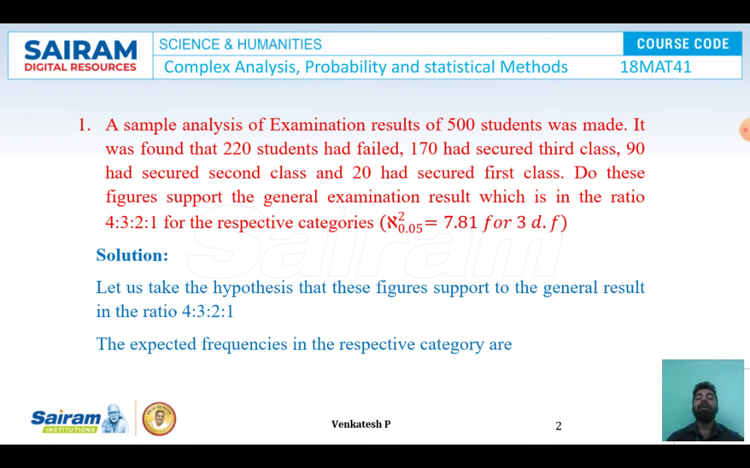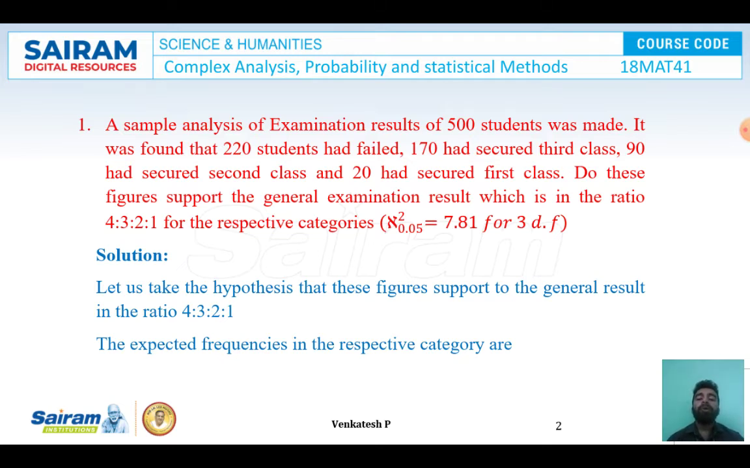Example number 1. A sample analysis of examination of 500 students was made. It was found that 220 students had failed, 170 had secured third class, 90 had secured second class and 20 had secured first class. Do these figures support the general examination result, which is in the ratio of 4:3:1 for the respective categories? The given value of chi-square is 7.81 for 3 degrees of freedom. So first we will take the hypothesis of the ratio 4:3:1.